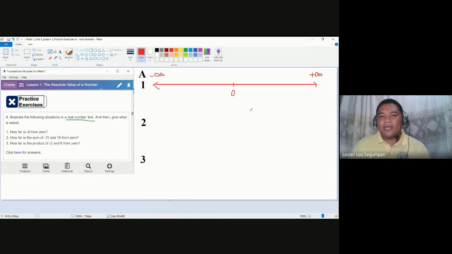Let us try to pick the multiples of 1. So you have 1, 2, 3, 4, 5, 6, 7, 8, 9. As for the negative side, -1, -2, -3, -4, -5, -6, -7, -8.